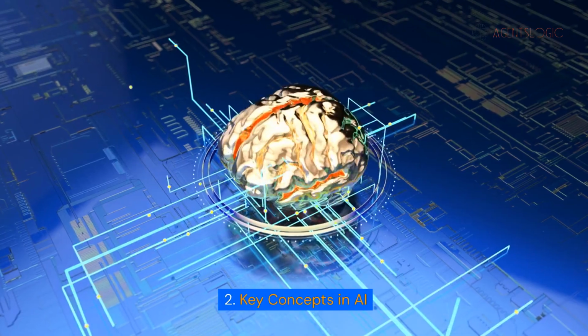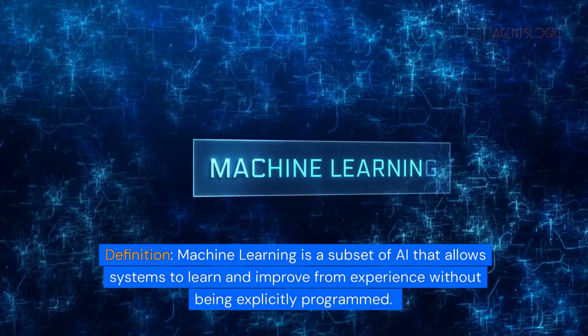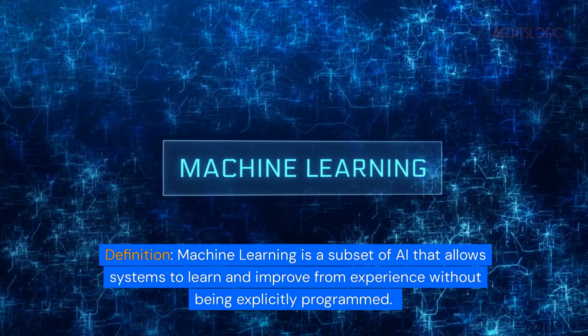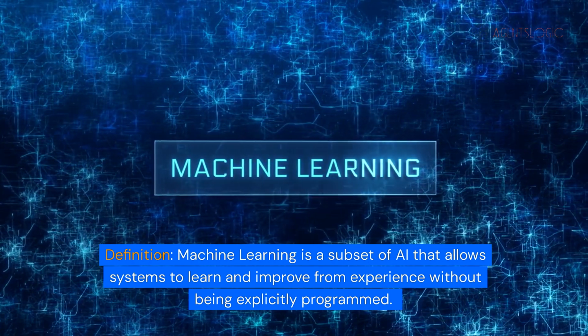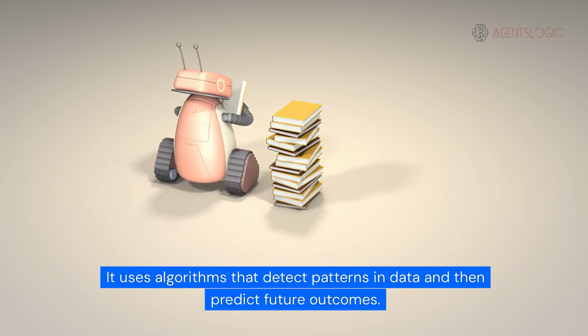2. Key concepts in AI. Machine learning, ML. Definition. Machine learning is a subset of AI that allows systems to learn and improve from experience without being explicitly programmed. It uses algorithms that detect patterns in data and then predict future outcomes.